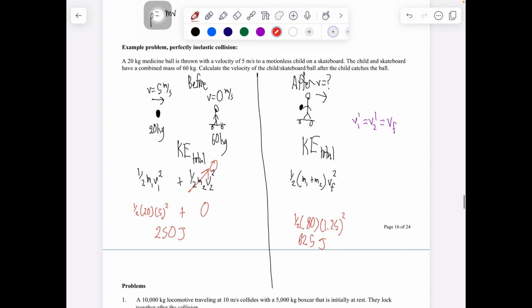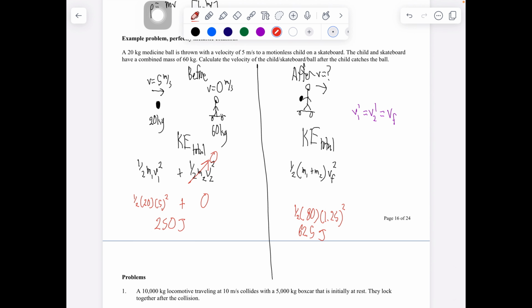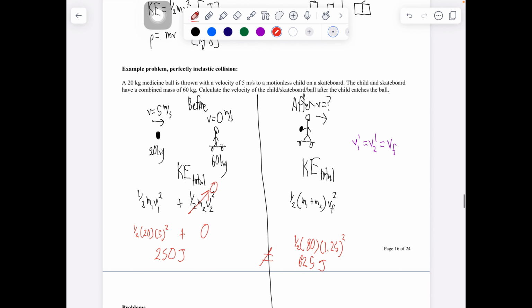We can see in total, our system, momentum is always the same for any type of collision. Doesn't matter if it's elastic, inelastic, perfectly inelastic, momentum is always conserved for a collision. What we don't know is kinetic energy. If it is conserved, great, we call that an elastic collision. If it's not, we call that an inelastic collision. So here, we can see plainly the kinetic energy is not conserved. This is an inelastic collision. Specifically, since they hit and stick together, it is a perfectly inelastic collision.